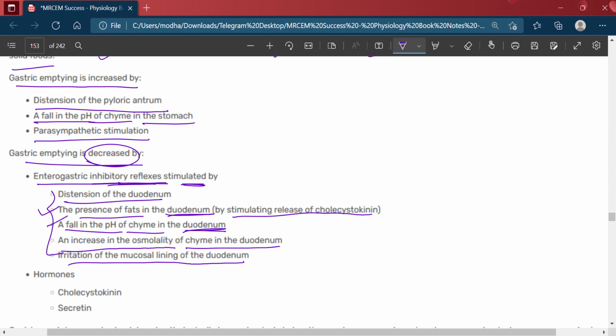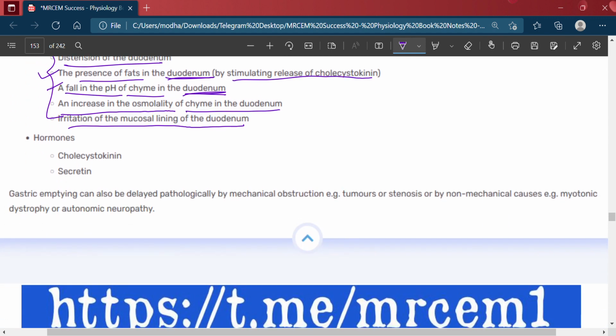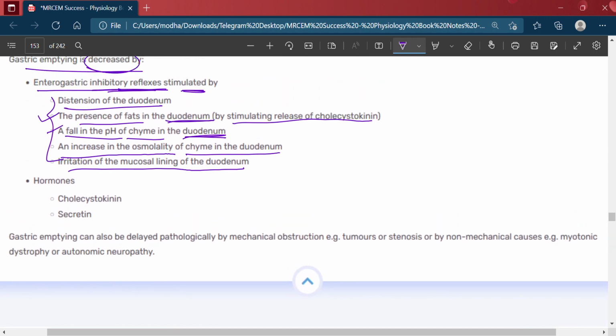Then the presence of fat in the duodenum, fall in the pH of chyme, increased osmolarity, and irritation of the mucosal lining of the duodenum. Anything in the duodenum will cause a decrease in the emptying of the gastric contents. Then hormones, cholecystokinin and secretin, will decrease the emptying.